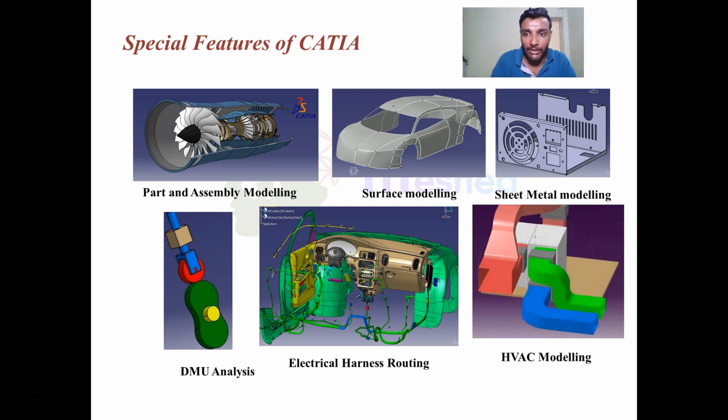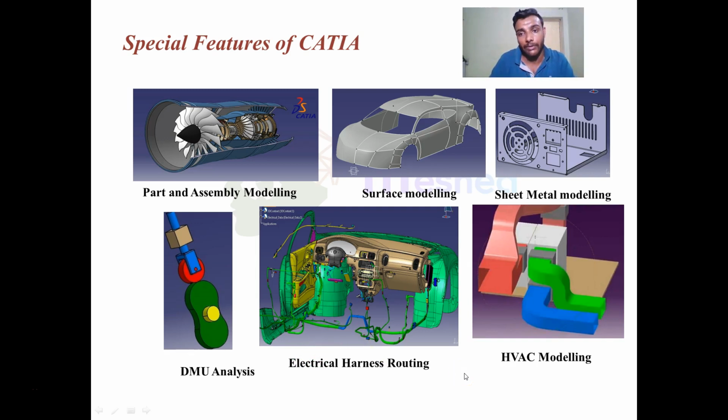Sheet metal modeling is also one of the most widely used applications of Catia. DMU analysis, which is called digital mockup analysis, helps you to carry out analysis on the components that have been created. Electrical harness routing is a popular option in the electrical domain for which Catia is being used. For example, Boeing 787 had all its electrical wiring and harness assemblies assembled and simulated using CatiaV5.